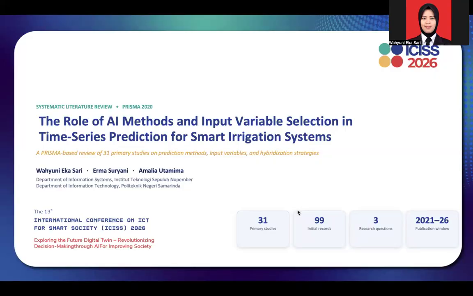Today, I present a systematic literature review on the role of AI methods and input variable selection in time series prediction for smart irrigation. We follow PRISMA 2020. From 99 initial records, we include 31 primary studies published between 2021 and 2026 and use them to answer three research questions.